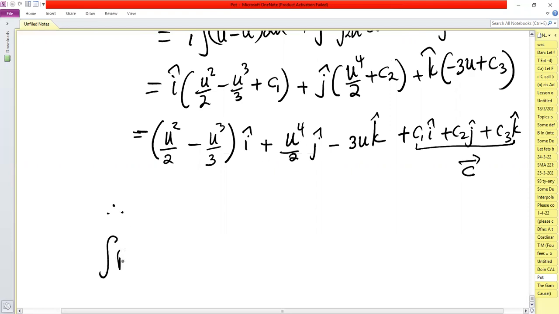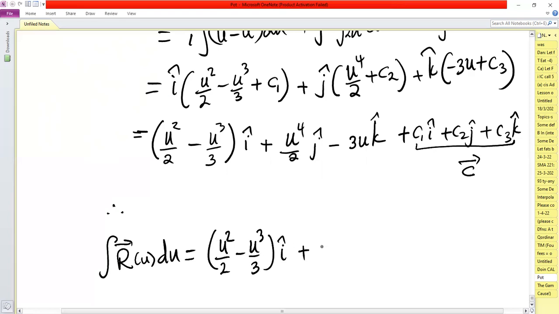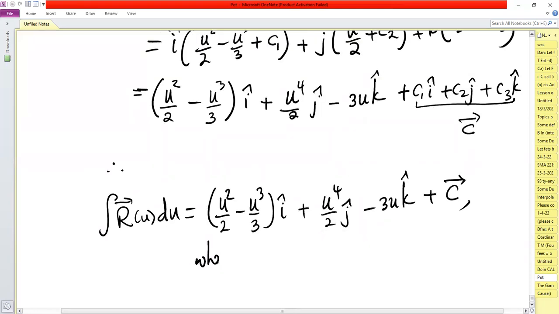So therefore, the integral of R of u du is nothing but u squared over 2 minus u to the power 3 over 3 i plus u to the power 4 over 2 j minus 3u k plus this constant vector, where, to be specific, this C is given by c1 i plus c2 j plus c3 k. So that is the answer to the first part of our problem.